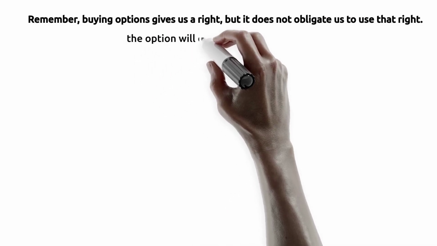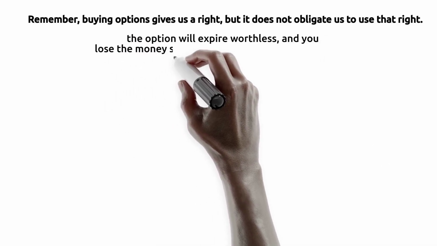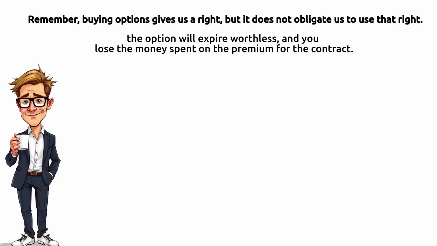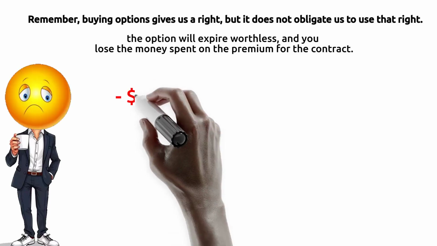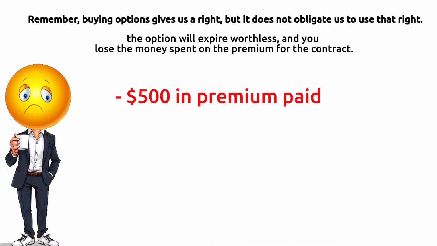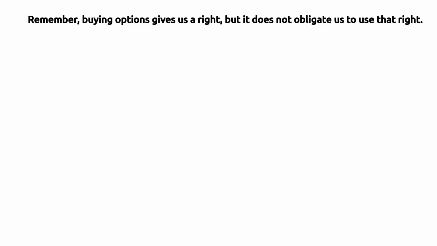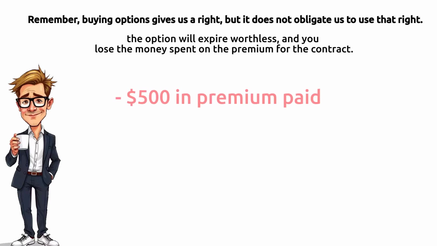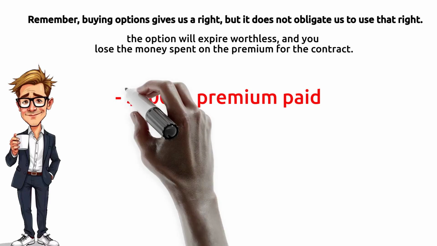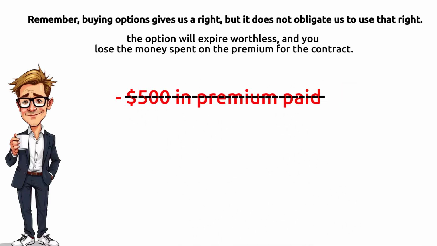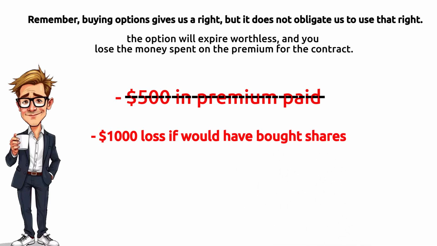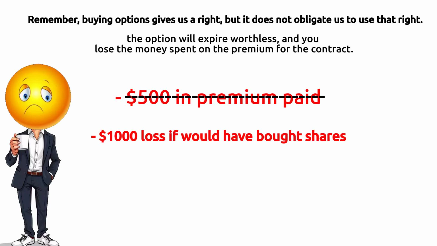Of course, you are not going to exercise this call option when the current market price is cheaper than your strike price. Instead, the option will expire worthless, and you lose the money spent on the premium for the contract. In contrast, if we had purchased the stock at $100 per share instead of buying the call option, our total loss would have been $1,000. That is the benefit of buying a call option instead of purchasing the stock outright. You have less upfront capital and less risk, but you must pay a premium for that advantage.